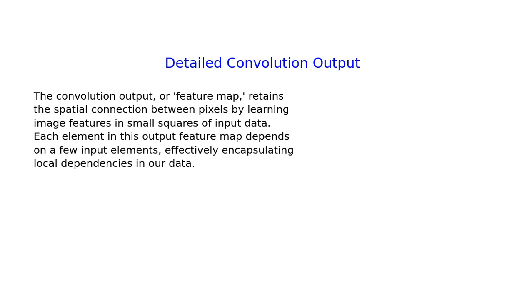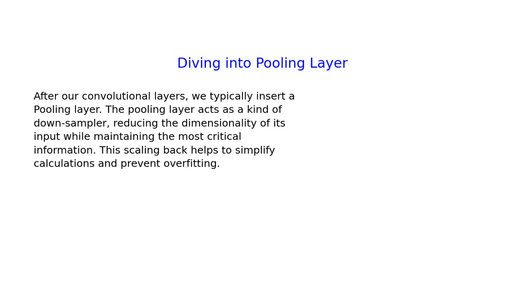The convolution output, or feature map, retains the spatial connection between pixels by learning image features in small squares of input data. Each element in this output feature map depends on a few input elements, effectively encapsulating local dependencies in our data. After our convolutional layers, we typically insert a pooling layer.